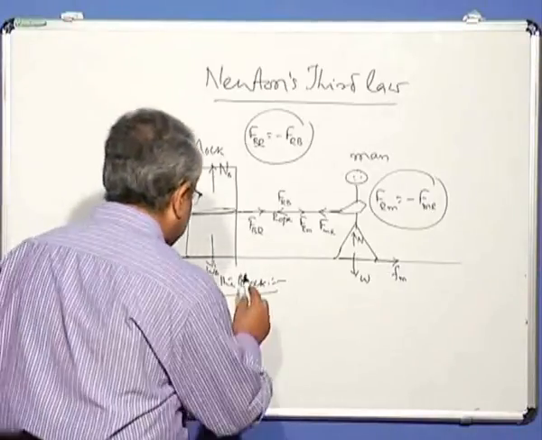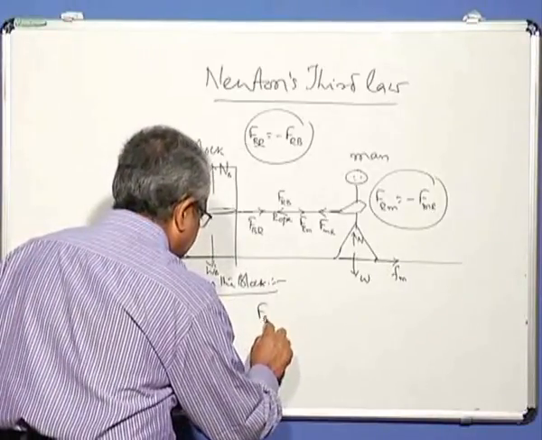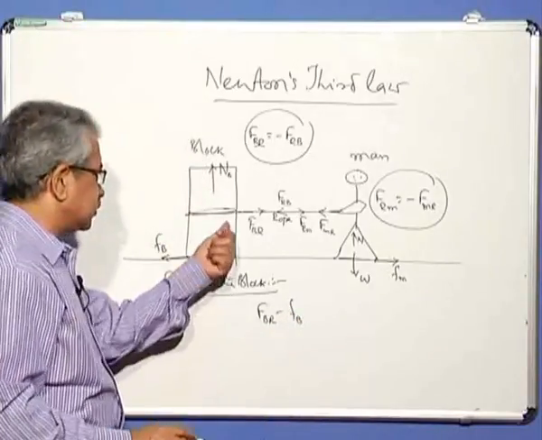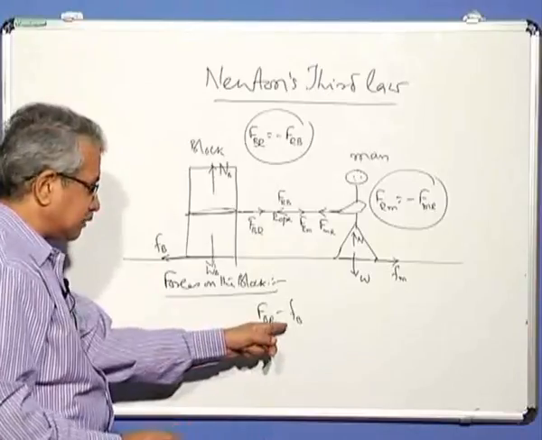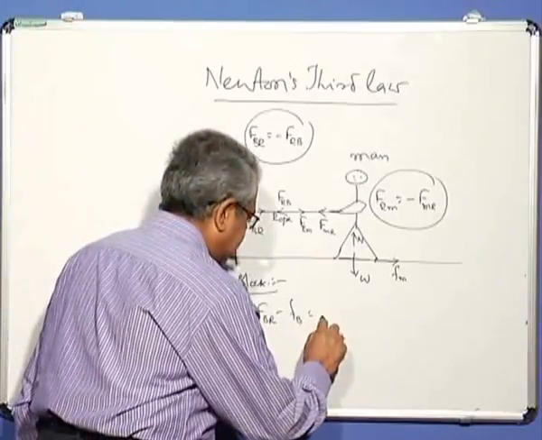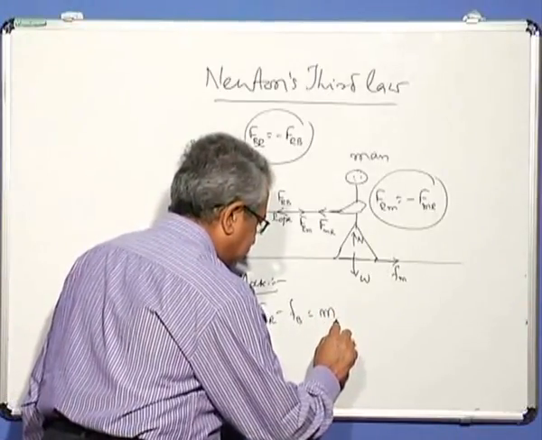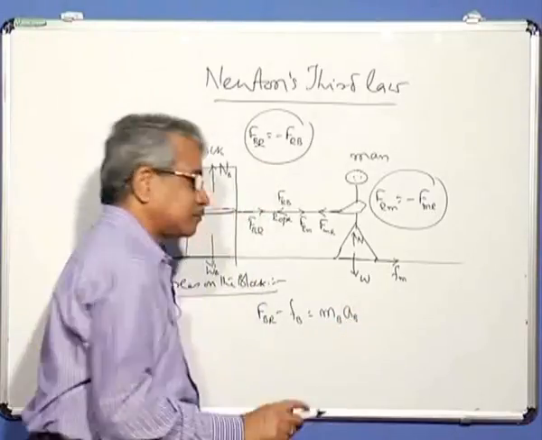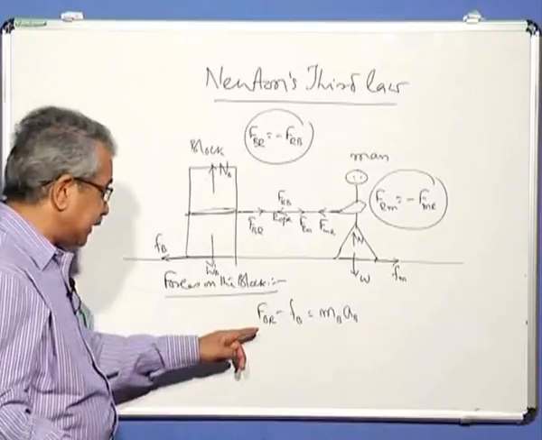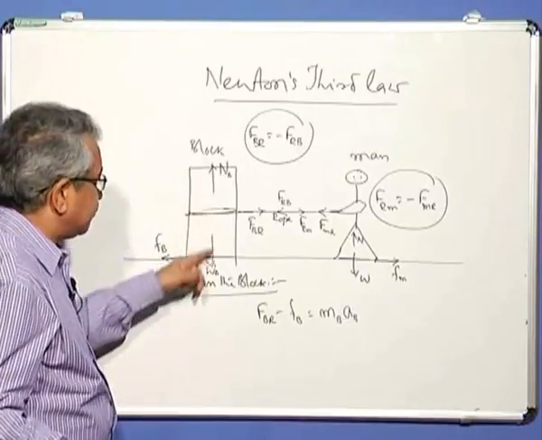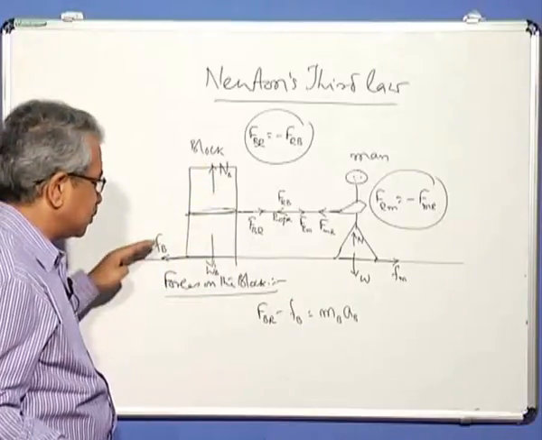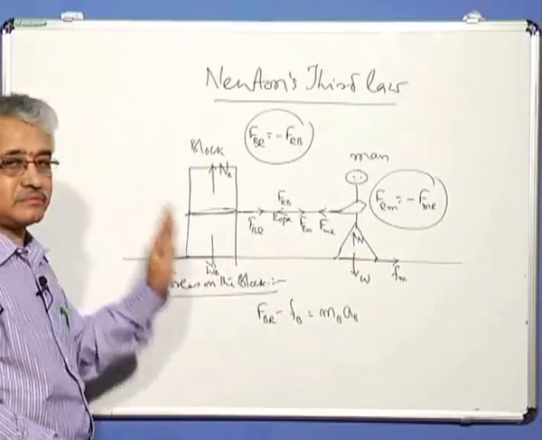So what is the effective force on the block now? F_BR minus F_B. This forward direction is the backward direction, so minus. That accounts for the net acceleration of the block. If I call its mass M_B, then acceleration of the block is that. Now you see, these two are anyway balanced, just like in the case of the man. So the effective movement should be either to the left or to the right.